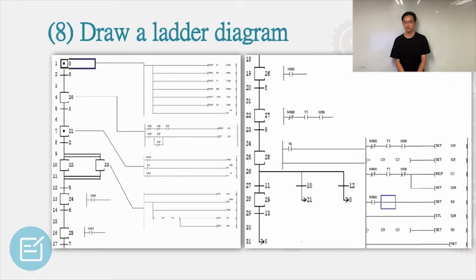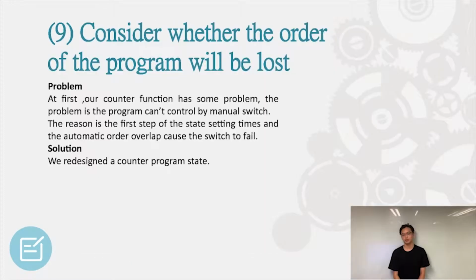This is our ladder diagram. We have to consider whether the order of the program will be lost. At first, our counter function had some problems. The problem was that the program couldn't be controlled by the manual switch. The reason is that the first step of the state setting times and the automatic order overlap, causing the switch to fail. Then we redesigned a counter program state to solve the problem.